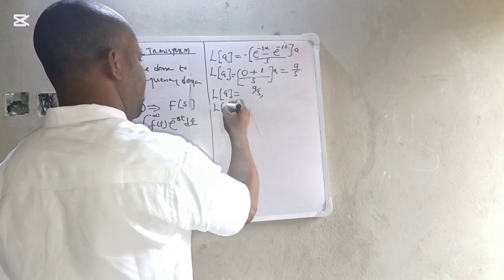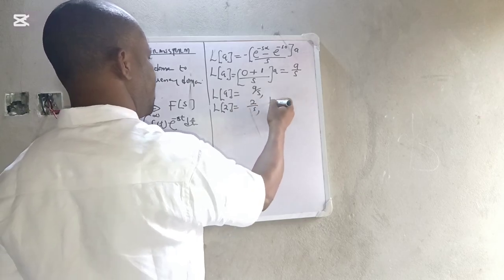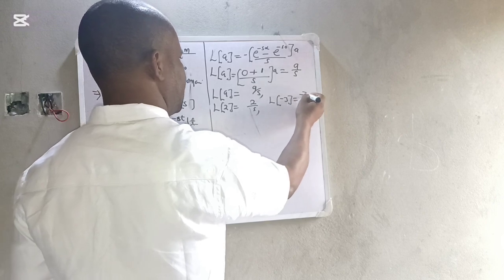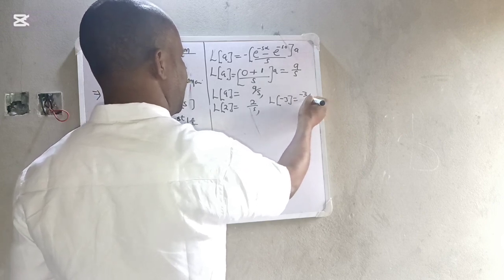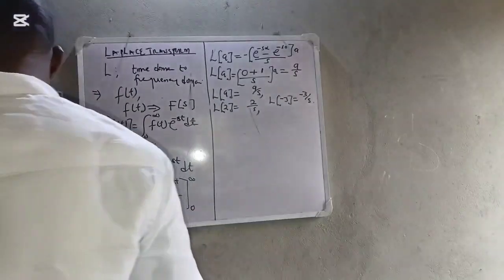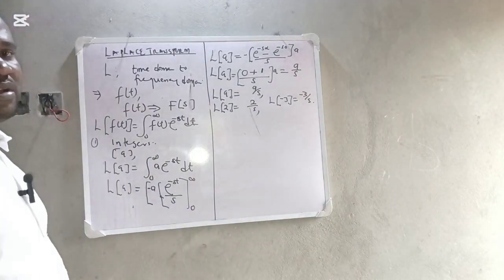We can have Laplace transform of 2. This will be 2 divided by s. Laplace transform of minus 3, we have minus 3 divided by s. So that is a technique you can use to transform an ordinary number.